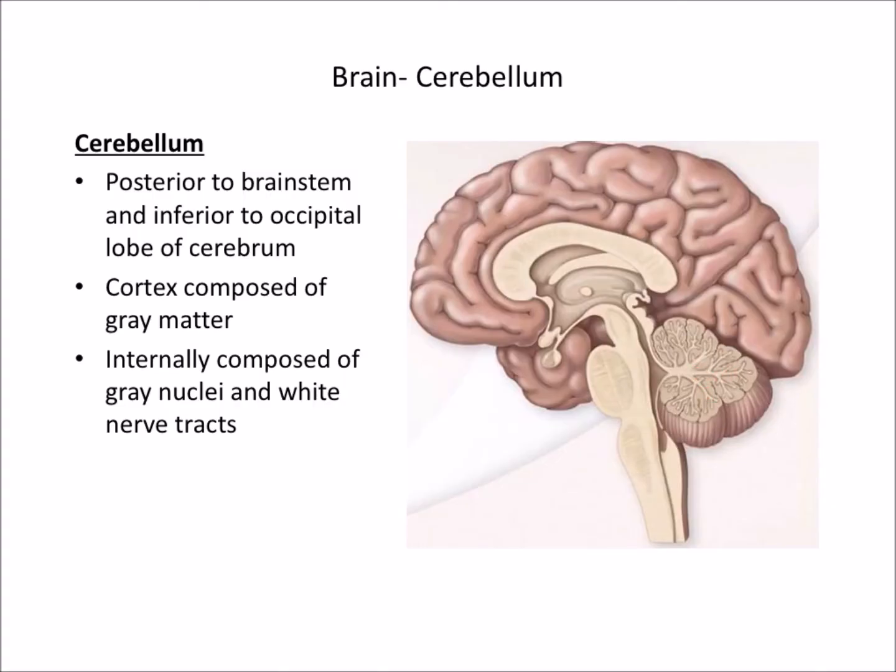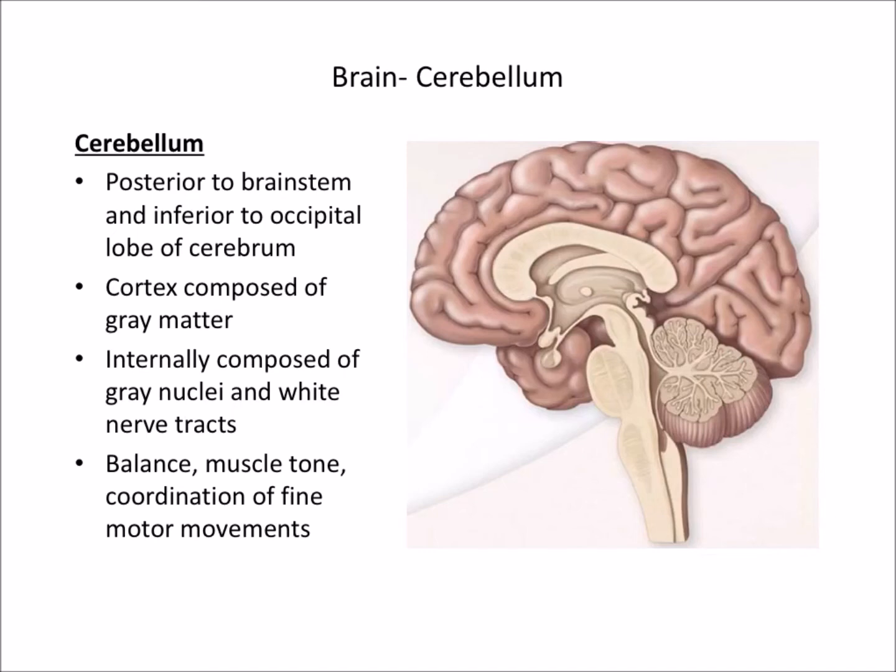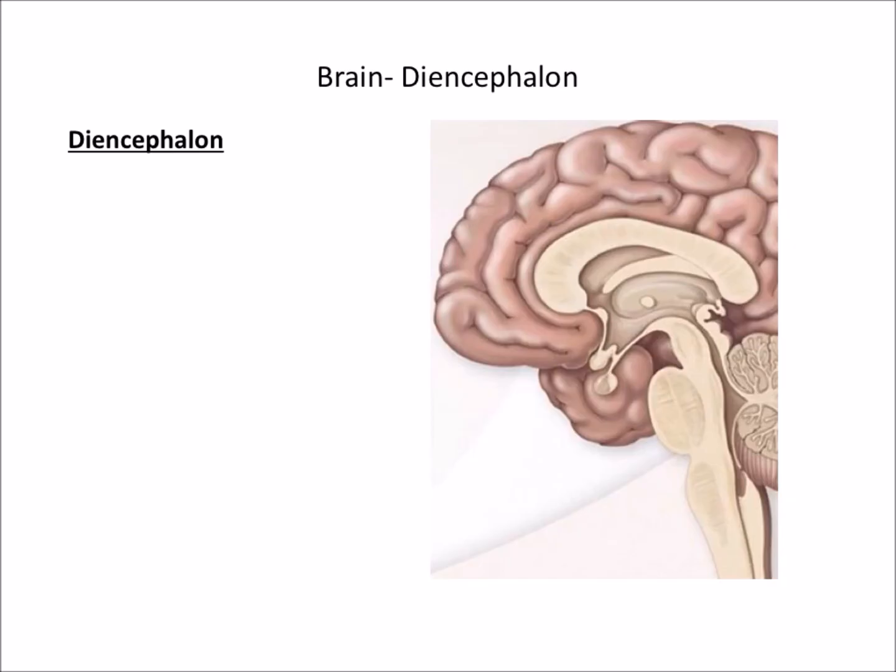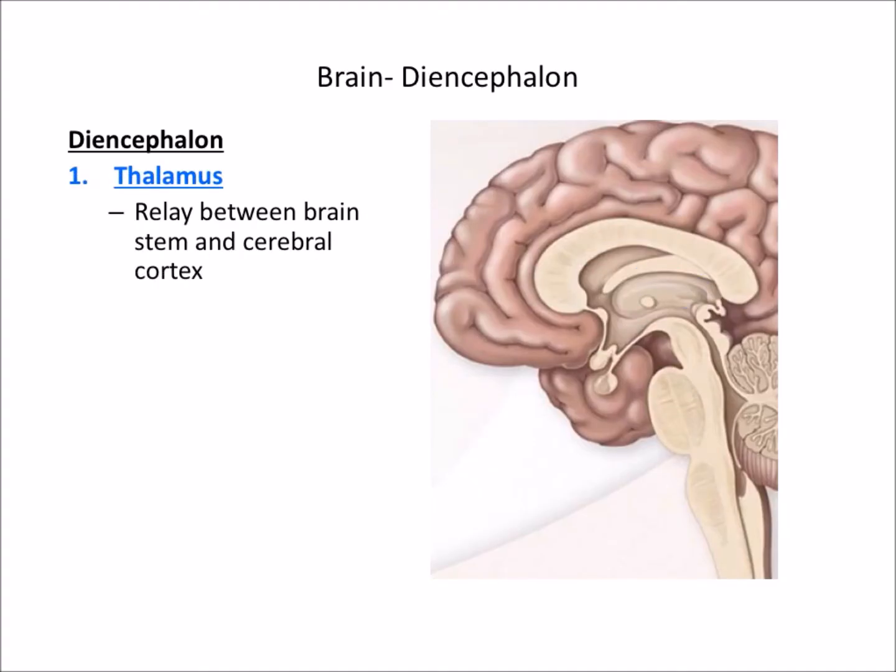The cerebellum is responsible for balance, muscle tone, and the coordination of fine motor movement. The next major region of the brain is called the diencephalon. And the diencephalon has two parts. The first part is called the thalamus, and the thalamus serves as a relay between the brainstem and cerebral cortex. It is associated with mood and pain.